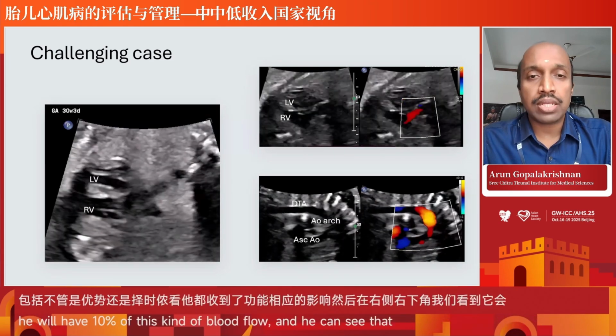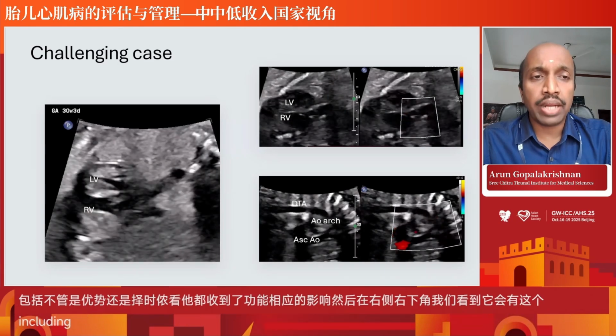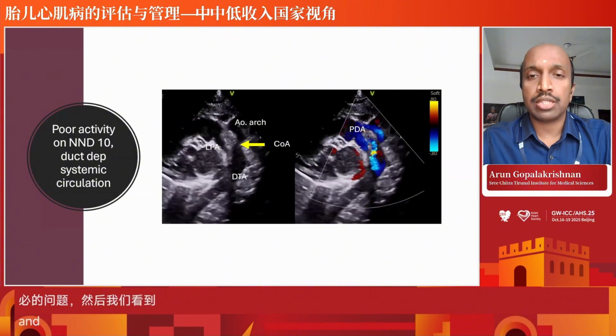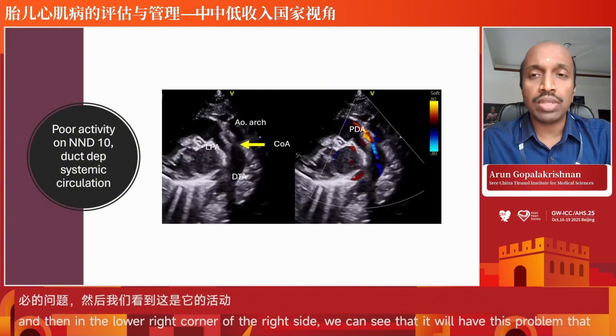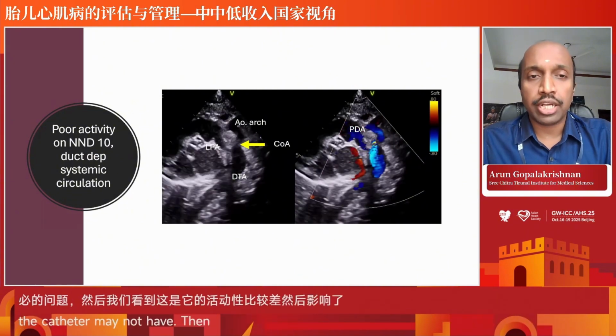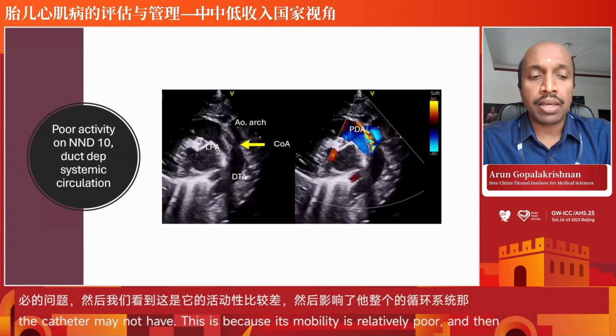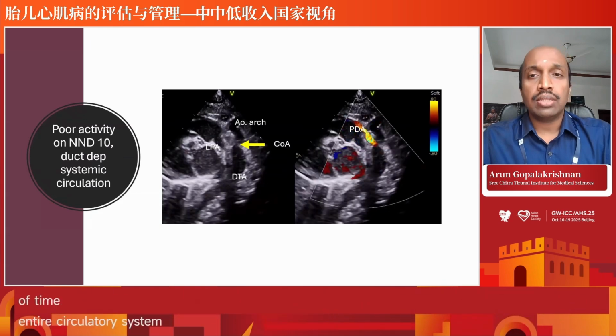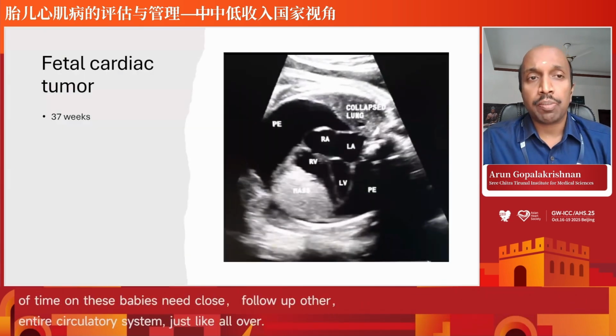But this baby presented in the newborn period on day 10 of life with poor activity and had critical coarctation and duct-dependent systemic circulation. So the moral of the story is some of these conditions, like coarctation, may evolve over a period of time, and these babies need close follow-up. And this is another treatable form of cardiomyopathy.